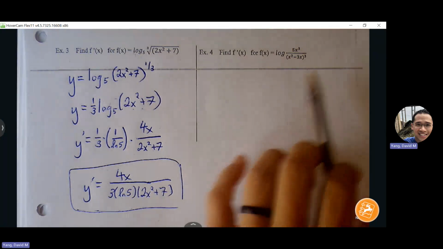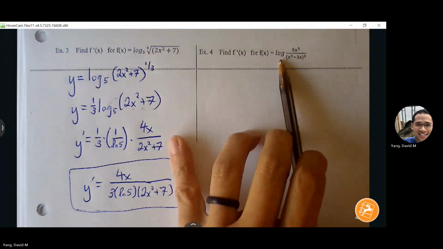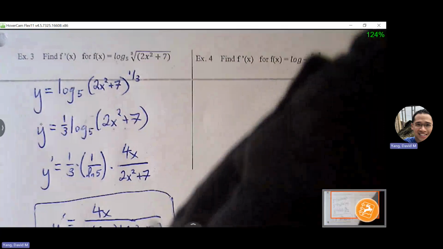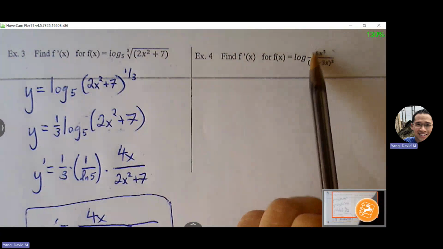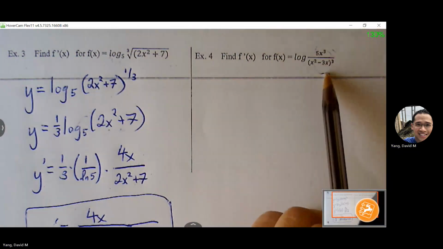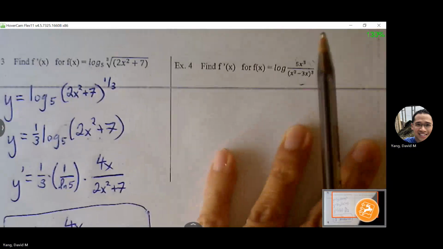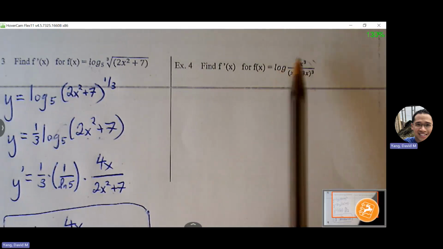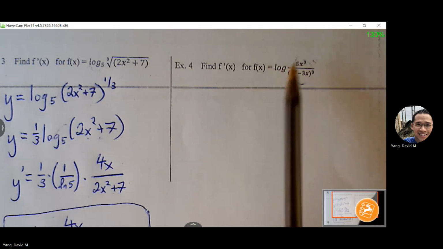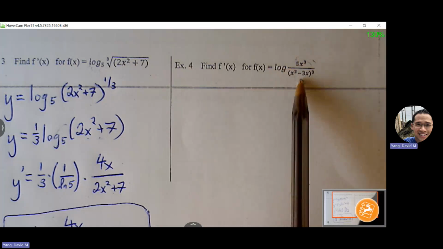Okay, example 4, find f prime for f of x. Now imagine this was natural log. If this was natural log, what would you do before you do your derivative? Quotient property, right? Natural log of a over b is just natural log of a minus natural log of b. Same thing. Log of a over b is log of a minus log of b.